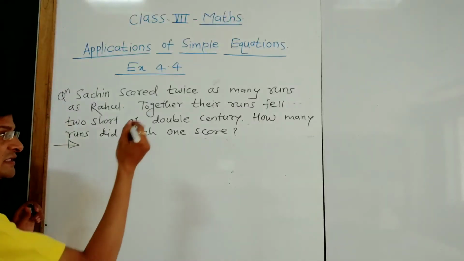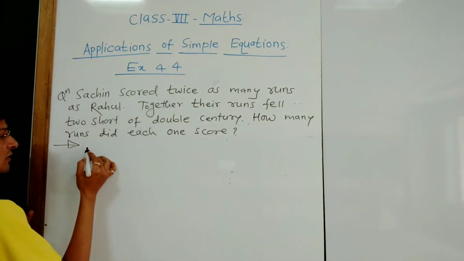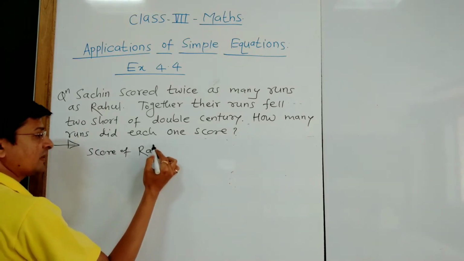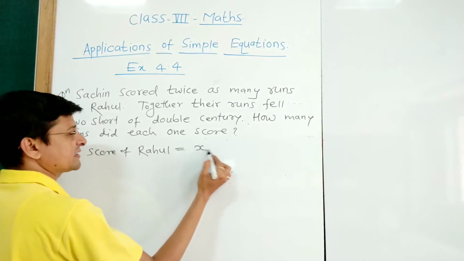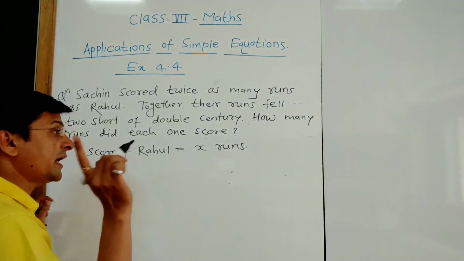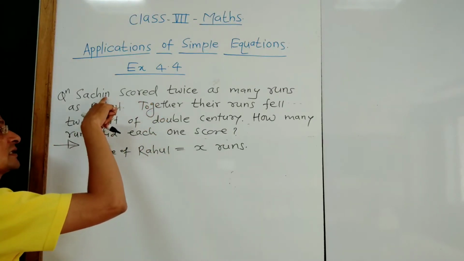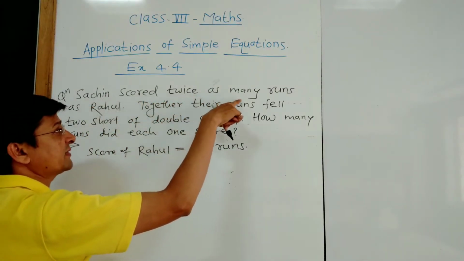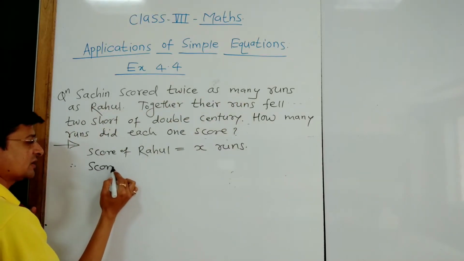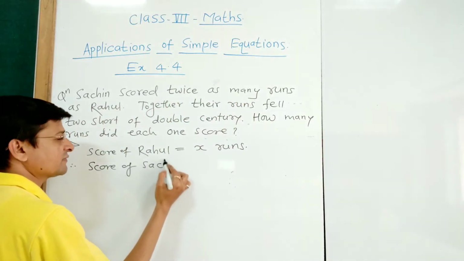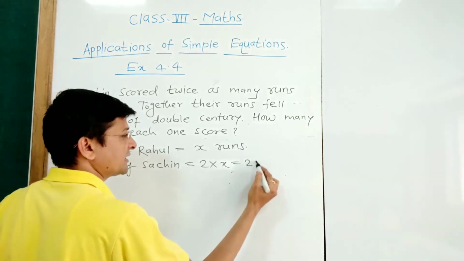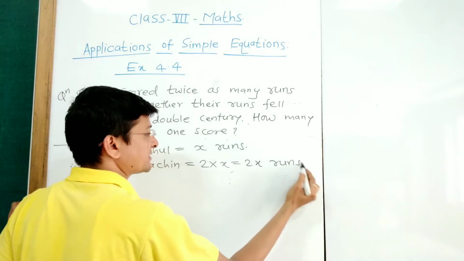So here we start with the score of Rahul. Score of Rahul is equal to, suppose, x runs. According to the condition, Sachin scored twice as many runs as Rahul. So here we can write score of Sachin is equal to 2 multiplied by x is equal to 2x runs.